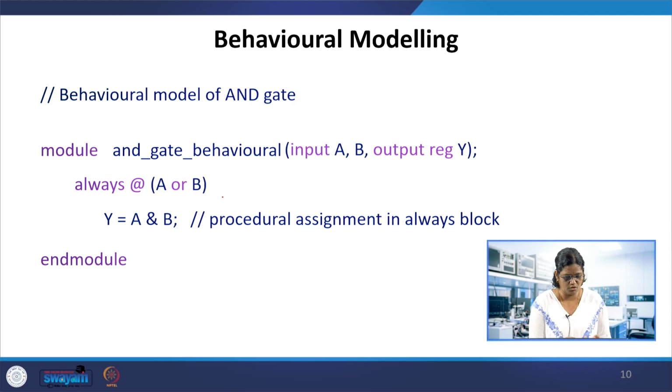Even in the case of the data flow model, assign Y equal to A and B, the sensitivity list is the signals A and B only, but that is implicit. Here in the always block, it's given as an explicit declaration of A and B in the sensitivity list. So this is procedural assignment. This always block may not have a sensitivity list also. We will be looking at all those. If you have multiple always blocks, they will be concurrent, but within an always block, if you have multiple statements, they are executed sequentially, like any other software programming.